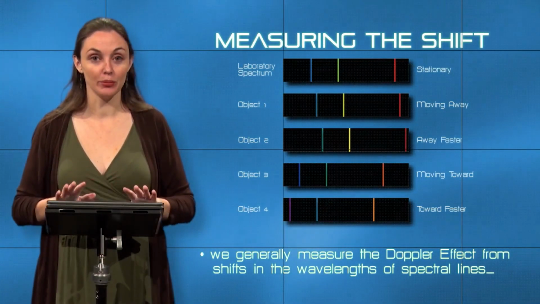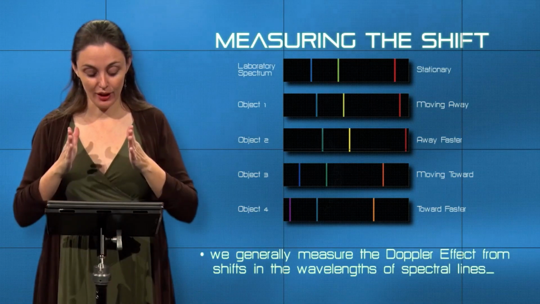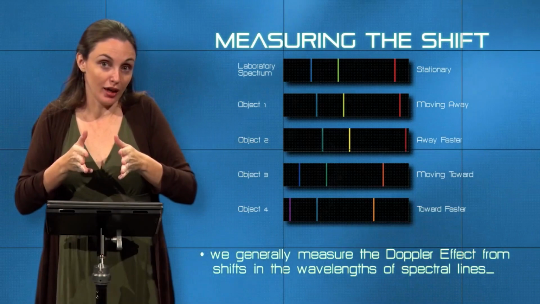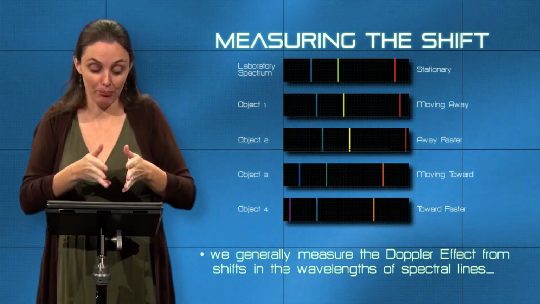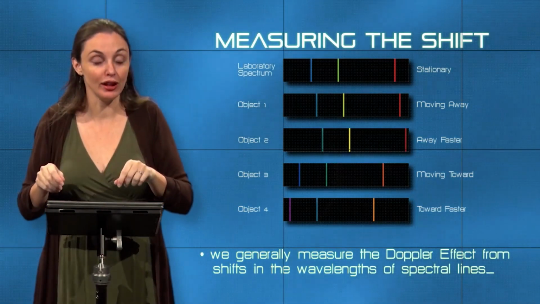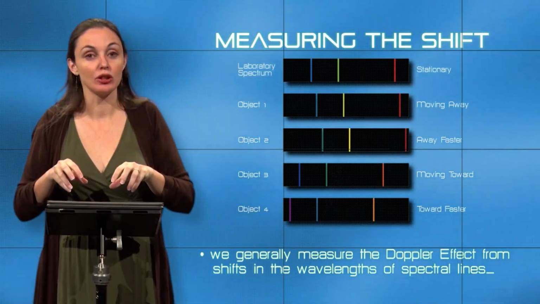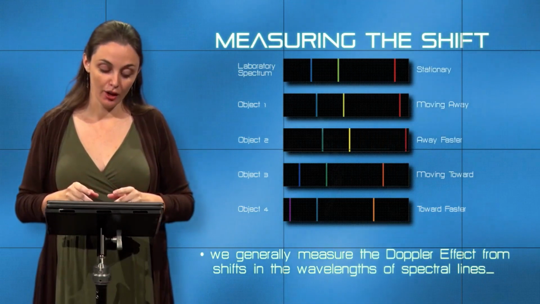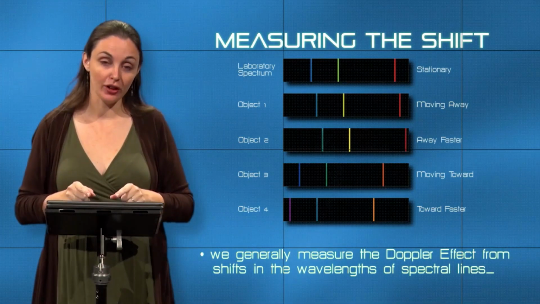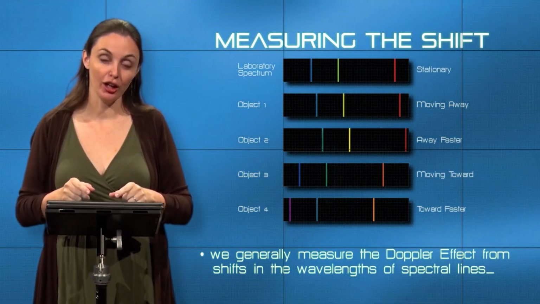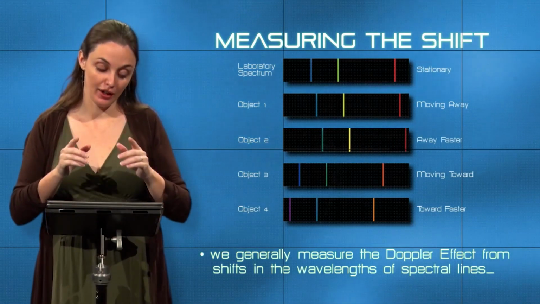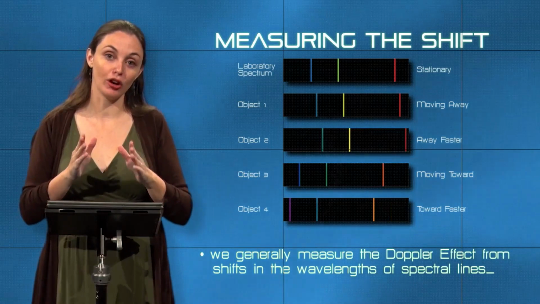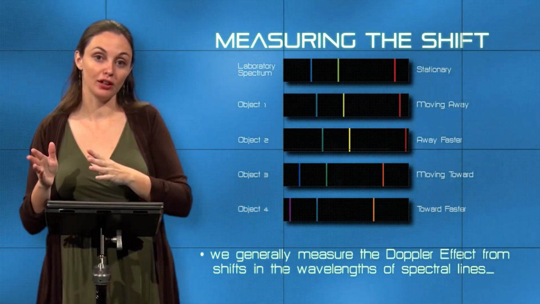So I've got a little example for you, using first a laboratory spectrum of what we think an object's spectrum might look like stationary, mainly absorption with three little emission lines. And then what that object would look like if it was moving away versus moving towards you. So comparing all of these other spectra back to the stationary one, you can tell if the object is actually moving away from you or towards you by which direction the spectrum gets shifted in.